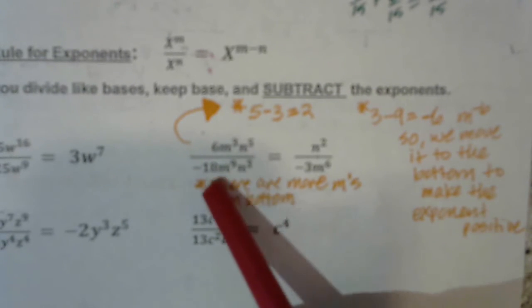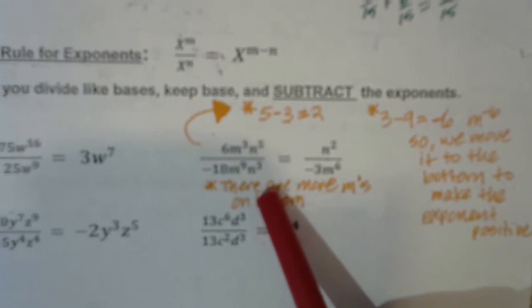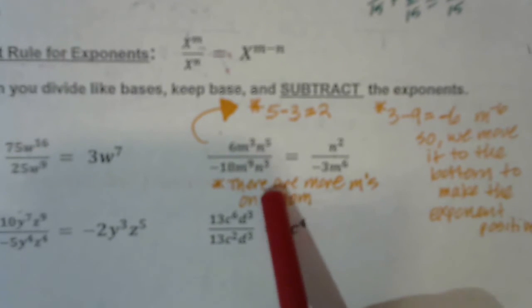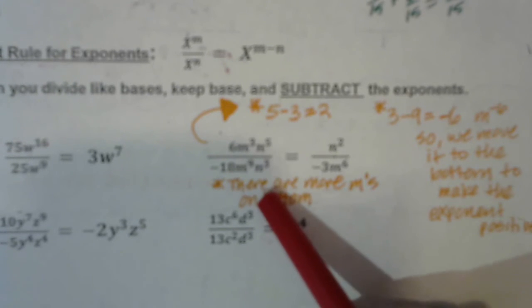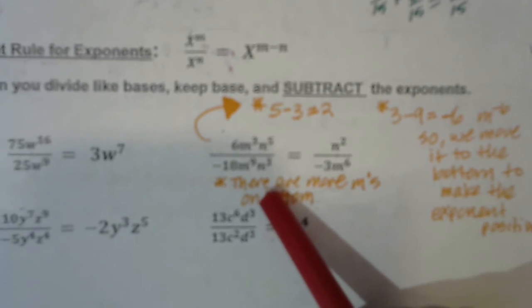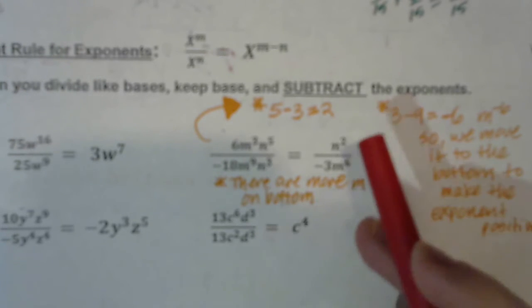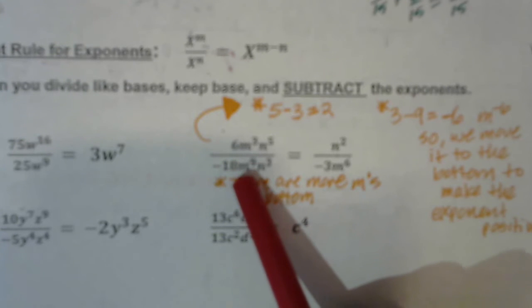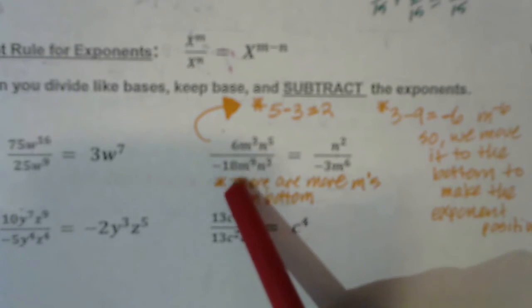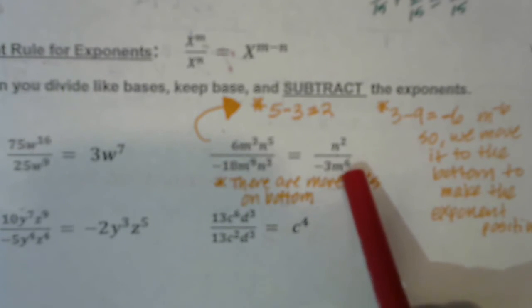Most people do problems like this by looking at where the majority of an exponent or of a variable is. I have m's and n's in this problem. When I look at the m's, there are more m's on the bottom originally. That tells me that when I subtract those numbers, I need to put my answer on the bottom.